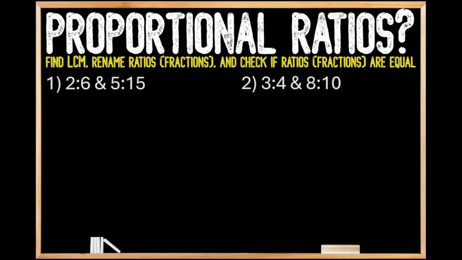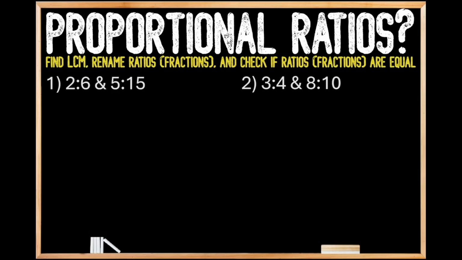Today we're going to be looking at how to determine if ratios form a proportion using equivalent fractions. We have a couple of examples that we're going to work through together, so let's get started. It's important to note that in order for ratios to form a proportion, they must be equivalent or equal ratios. And in order to determine if ratios form a proportion using equivalent fractions, we're going to be following the steps up top that we see highlighted in yellow.